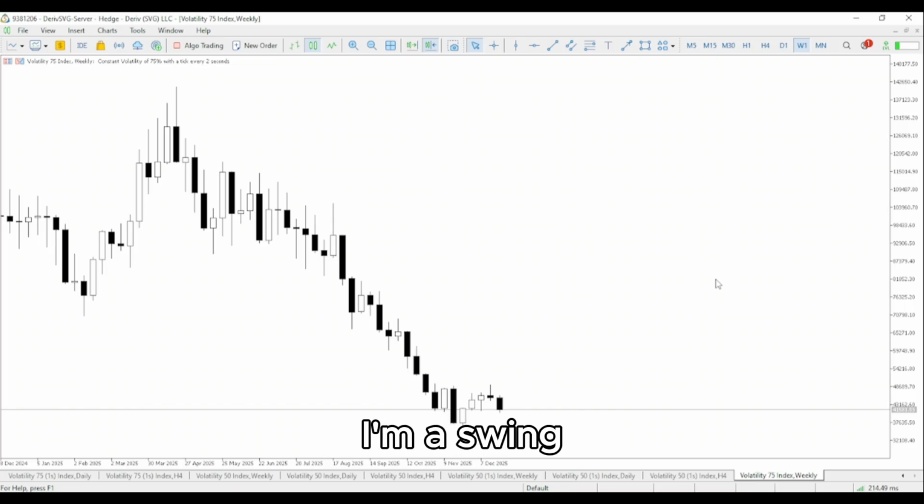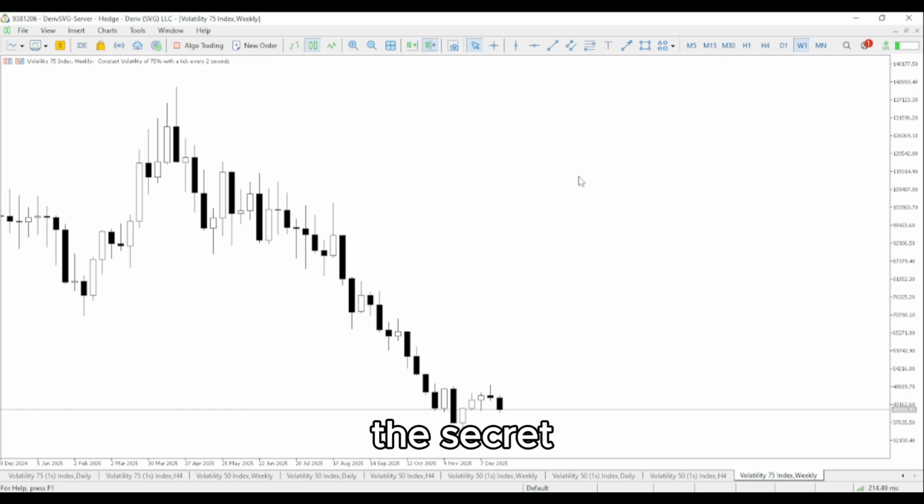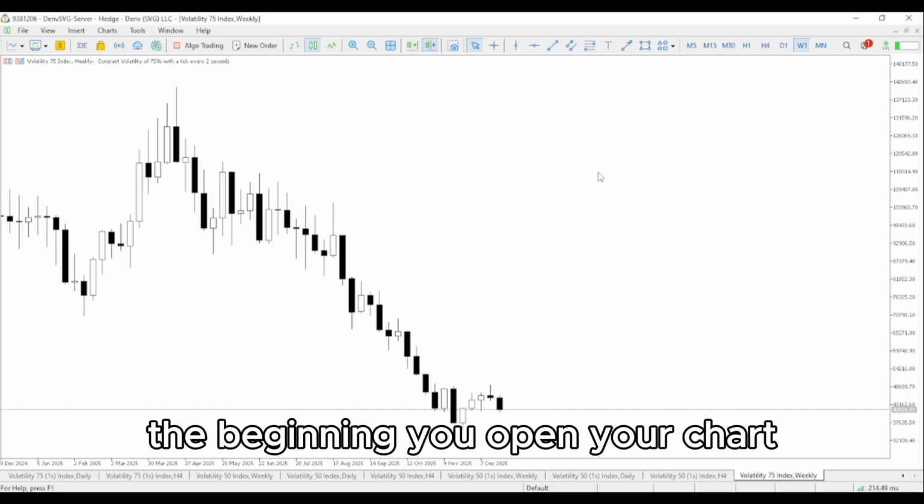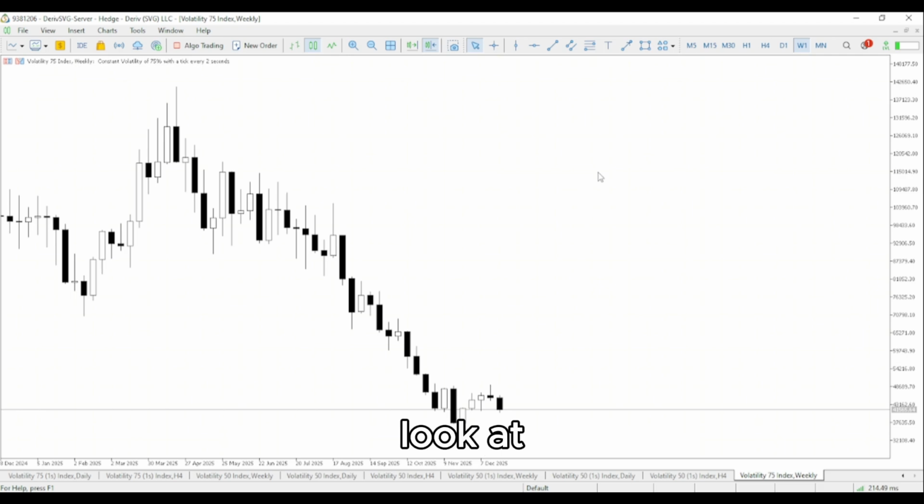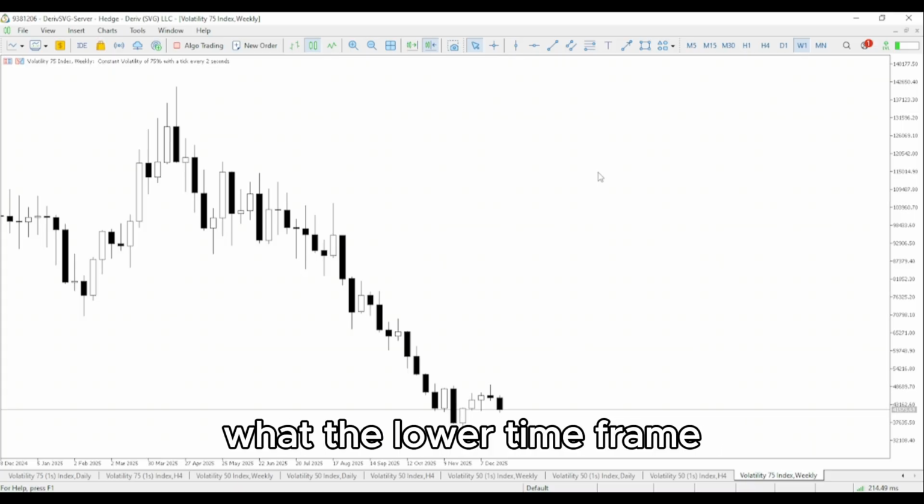Since I'm a swing trader and a day trader, I usually go from the higher time frame mostly, to get my overall view. So the secret is that from the beginning, when you open your charts, the first thing you ought to look at is the higher time frame, because the higher time frame drives the lower time frame. It's the higher time frame that will determine what the lower time frame will do.